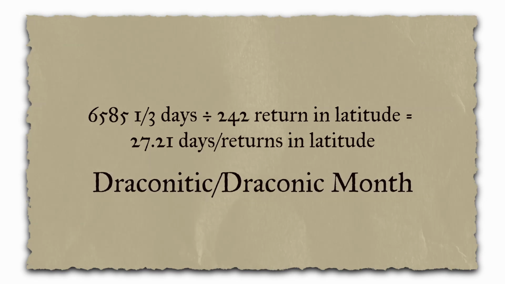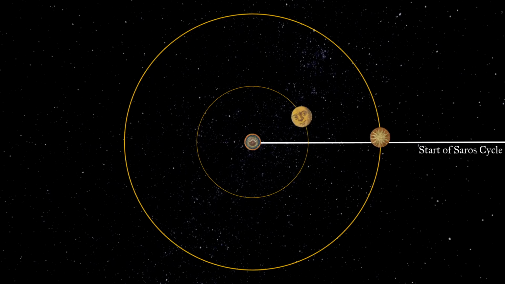Lastly, we can ask how long it takes for the moon to return to the same ecliptic longitude. However, the moon doesn't actually have an integer number of returns in ecliptic longitude in a Saros cycle. The reason should be pretty obvious if we think about it for just a minute. It's because the Saros cycle incorporates an integer number of lunar phases, which happen when the moon returns to the same position relative to the sun.